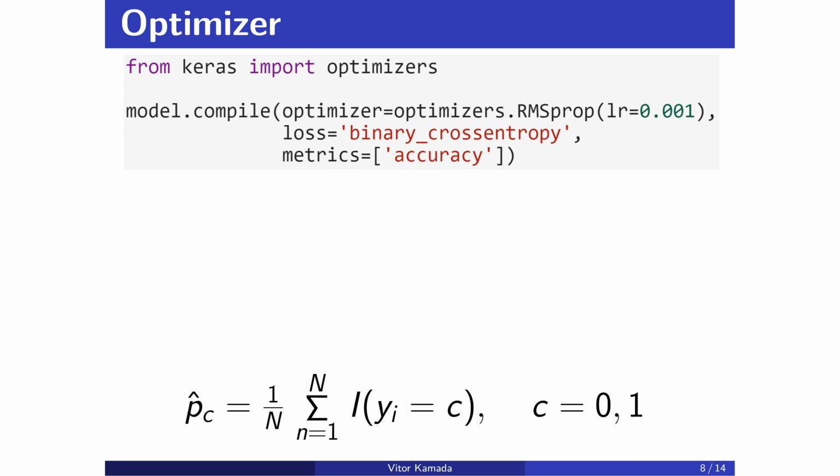This measure is very intuitive. For example, if you get 0.95, that means 95% of the predictions are correct. In the end, everybody wants to see this metric. But the question is, why not minimize this metric instead of the cross-entropy?